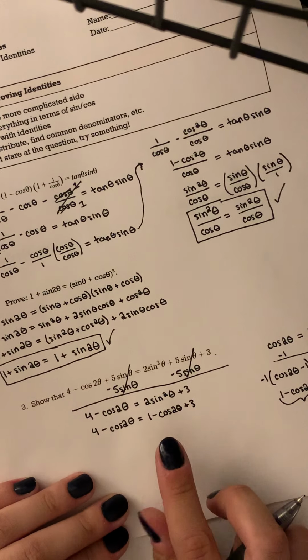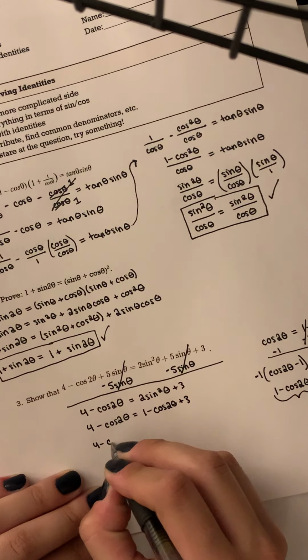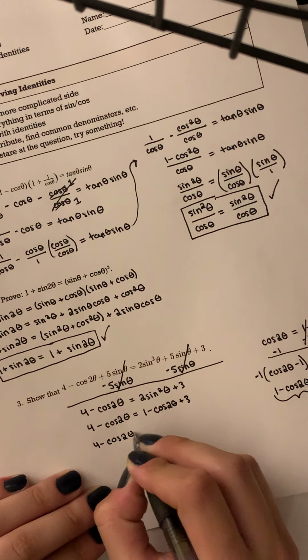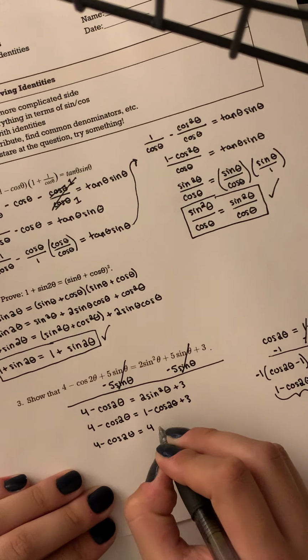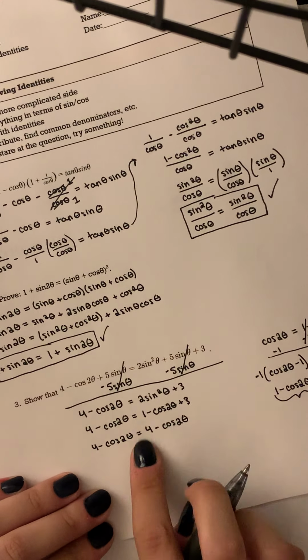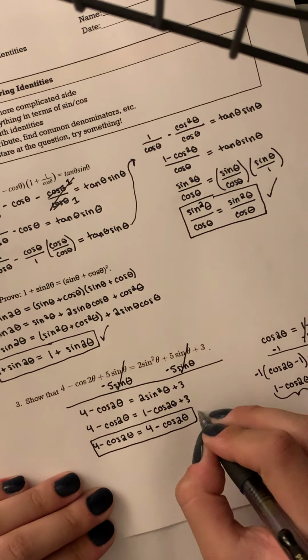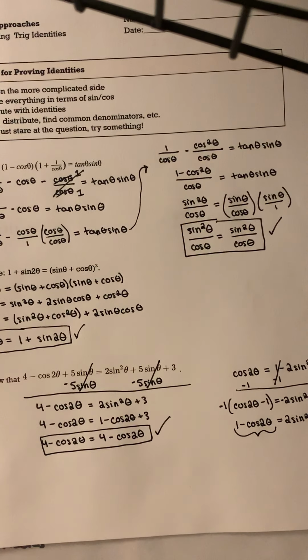Combining like terms, I see that I have a 1 and a 3 that can be added, and when I do that, you'll see that our 2 sides match. So there you go.